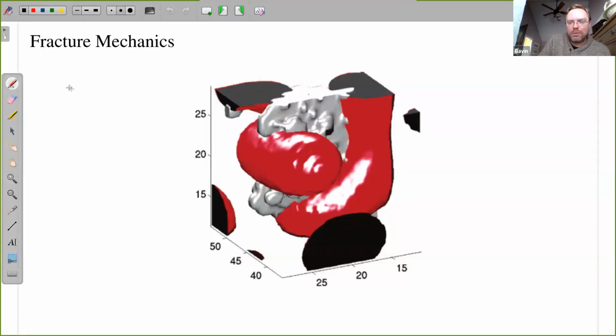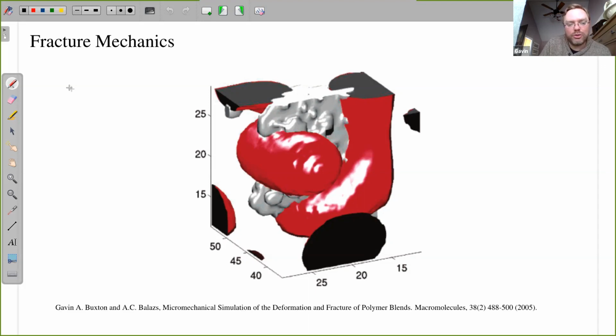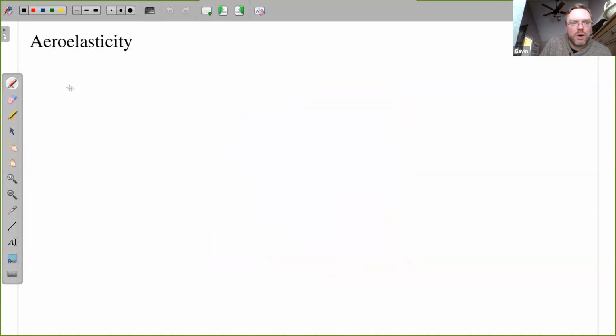And then here's another fracture where now you have a relatively soft matrix that can fracture around this blob. It's like zooming in on a fracture in one of those polymer blend morphologies. So there's been quite a lot of work on this.